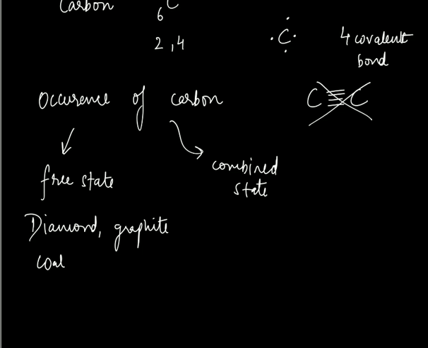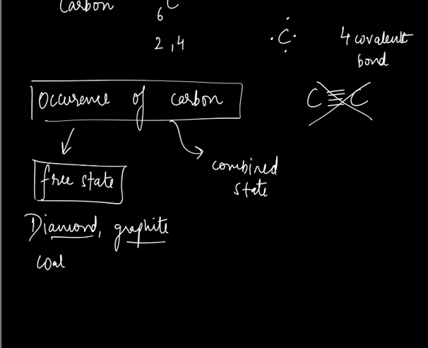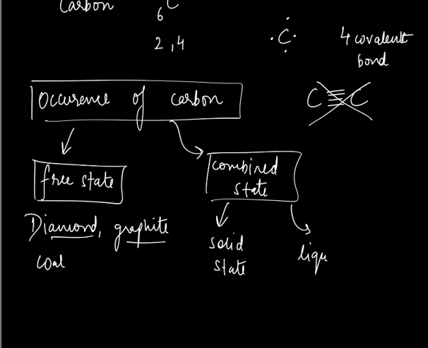And coal is an impure form of carbon. It varies from 60% to 90% of carbon in it. The rest are impurities, maybe some other elements might be present, but diamond and graphite are pure forms. So this is the free state. Then we come to the combined state. In the combined state, we have solid, liquid, and then gaseous state.